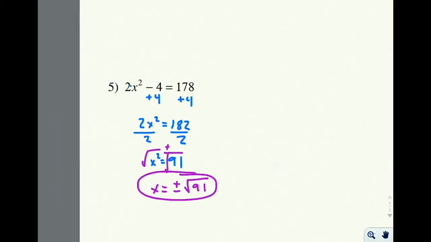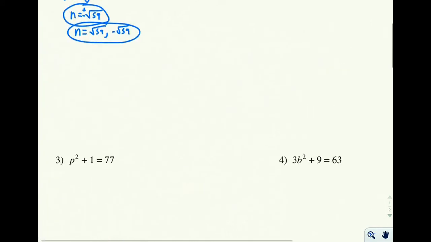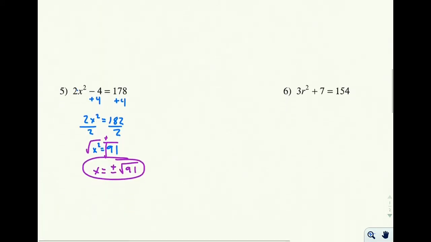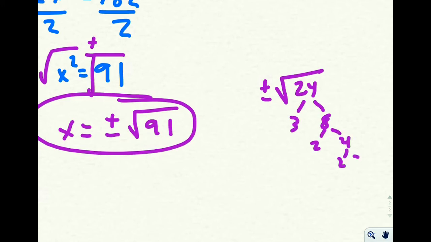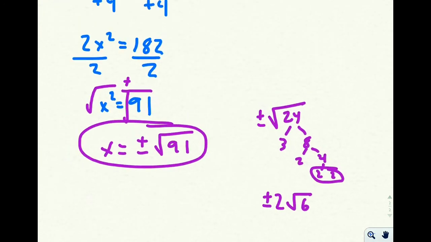And now in the case of this one and the one above where we had square root of 59, neither of those happen to reduce. If we could reduce this, if 91 had factors that we could break it down into, and we could pull out a perfect square, you would want to reduce it. So if it was, for example, the square root of 24, you would want to factor tree that down. And when you do that, you could pull out something. So you could write that as plus or minus 2 times the square root of 6. So this would be a better answer than leaving it plus or minus root 24. But in the case of these two, they're prime numbers, so we're okay.